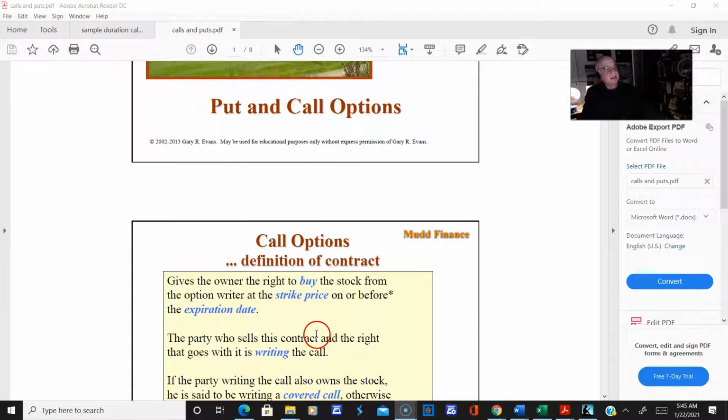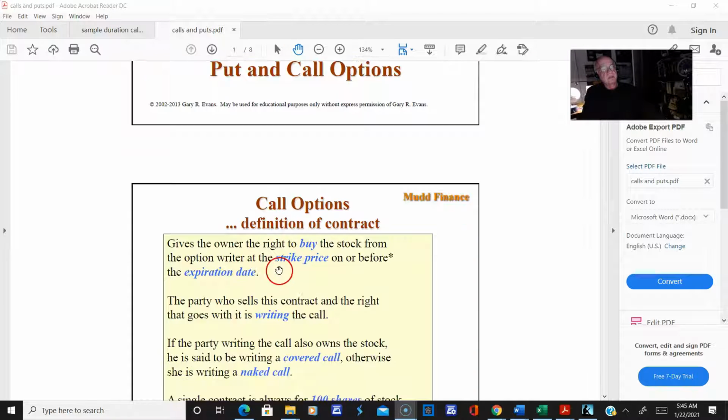All right. So, what is a call option? By definition, a call option gives the owner the right to buy the underlying asset. It says stock here, which is very specific, but it could be any underlying asset. It's the right to buy the stock from the person who wrote the option. Remember, basically, it's a zero-sum game. For every buyer, there's got to be a seller. So if you've bought the contract, he's got to sell the contract. And there's a specific price called the strike price, and the right holds on or before the contract expires.